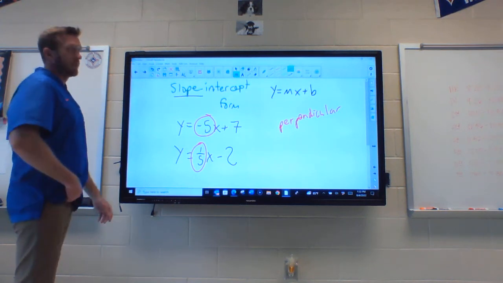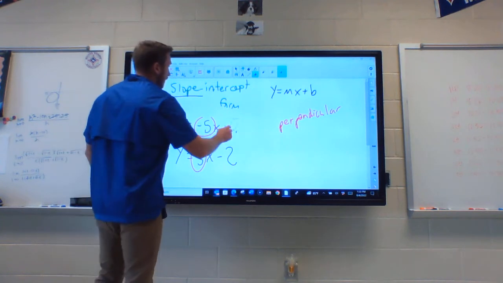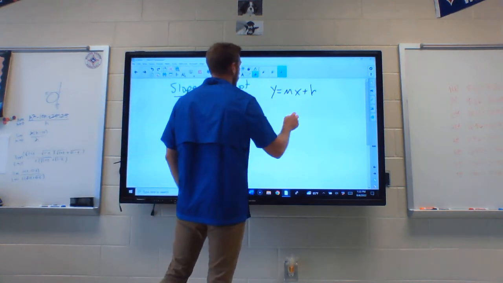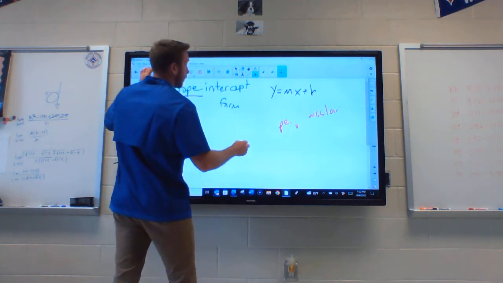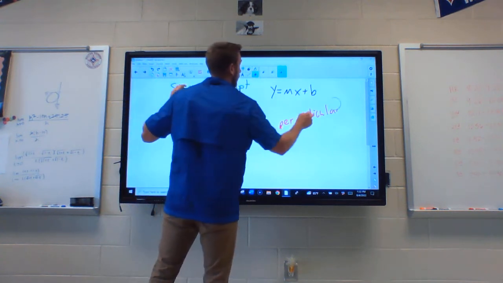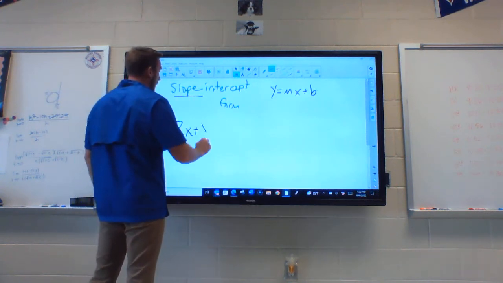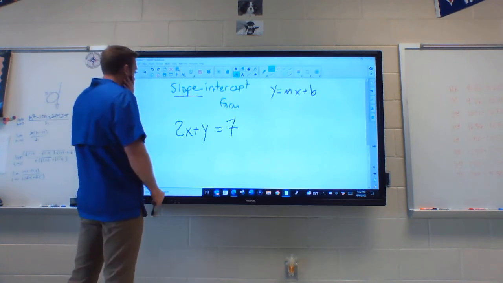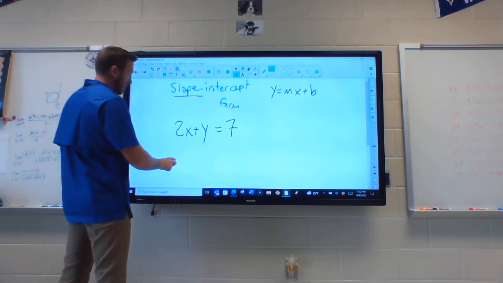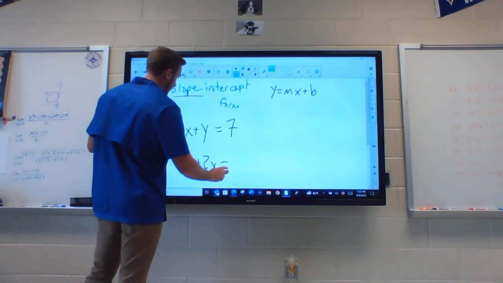Because they need to be opposite, meaning opposite signs, meaning one is positive, one is negative. Okay? This is in the slope-intercept form. Now, oftentimes, you will not have a problem in slope-intercept form. You'll be required to get it into slope-intercept form. Meaning, you might have 2x plus y equals 7, and you might have -4x plus 2y equals 8.